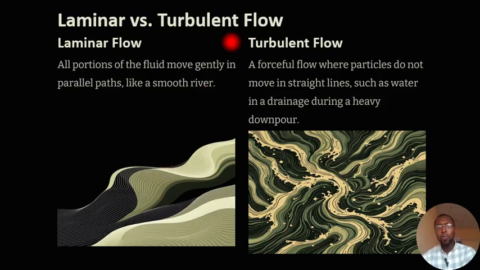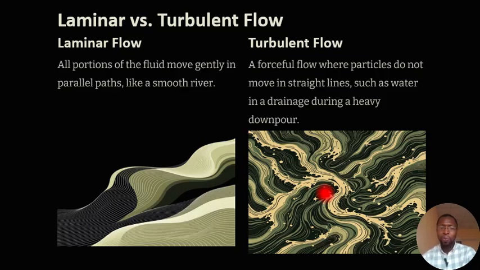The second way that liquid can move is called turbulent flow. In this case, the liquid flows forcefully, and it does not move in a straight line, unlike laminar flow. So it's like water in a drainage. You see a sample here, water in a drainage during a downpour. You see the water moving in different directions because it is turbulent in nature. The same applies to air. Air can be turbulent in its flow, and it can also be laminar in its flow.